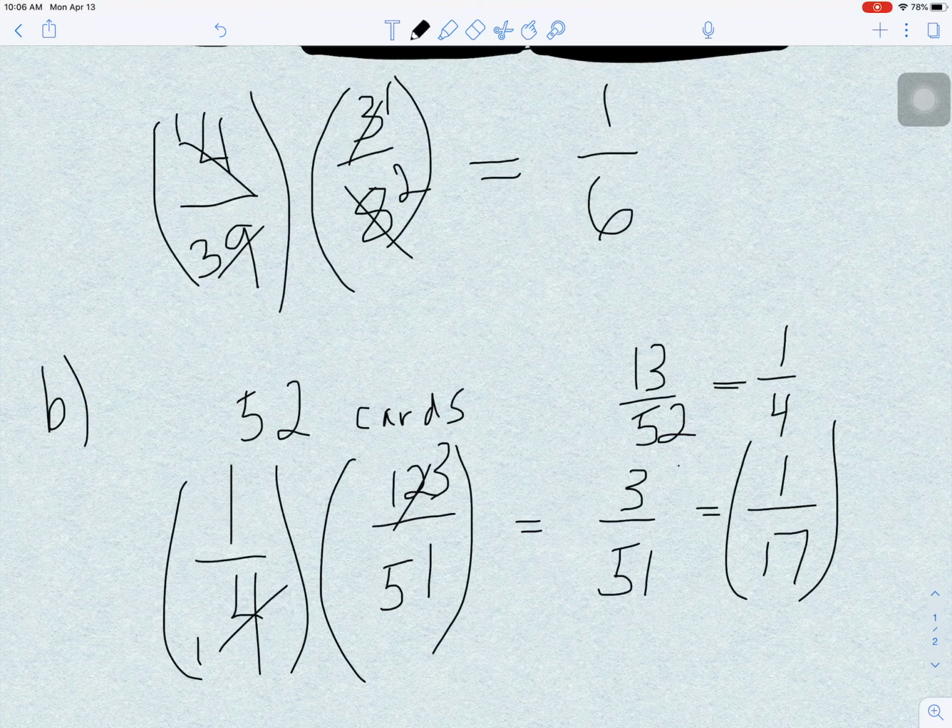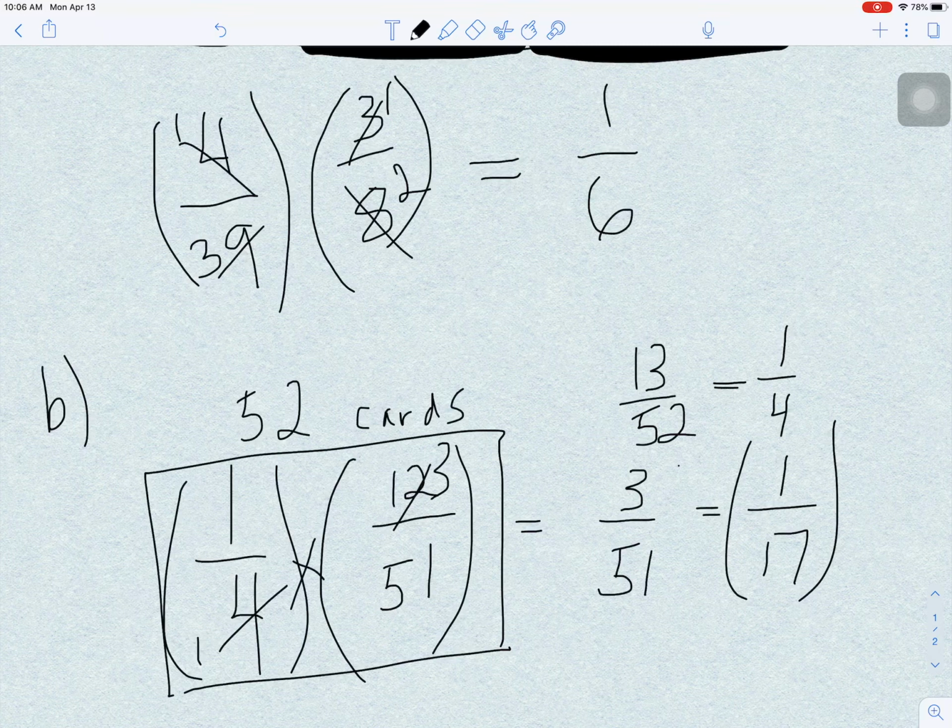So that's the trick. When you're doing 2 different events, you grab your 2 fractions that show your probability, you multiply them together, and that will give you your answer. Remember to give your answer in the smallest reduced form that you can get.